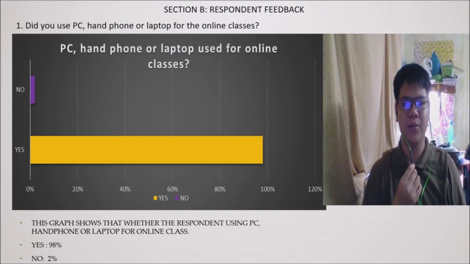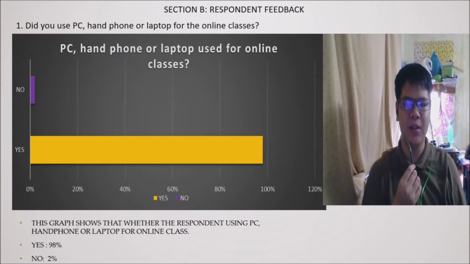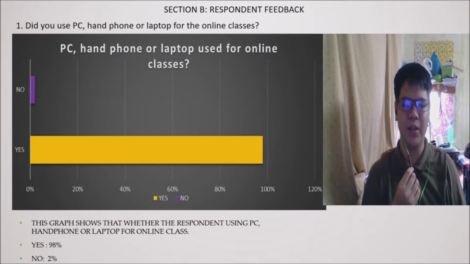This graph shows the data of respondents using PC, handphone, or laptop for online class. For this graph, the x-axis represents the number of respondents in percentage, while the y-axis represents yes or no. We can see from the bar chart that the percentage of students answering yes is more than the percentage answering no. The longer bar of the chart is made up of 98% voting yes, and meanwhile the shorter bar only consists of 2% voting no. So in conclusion, the majority of the students have a PC, handphone or laptop to attend the online class.